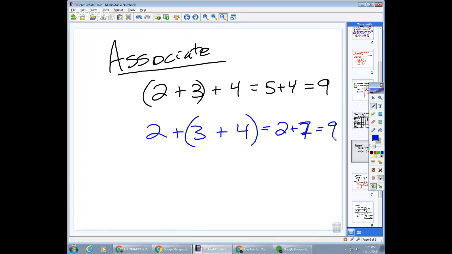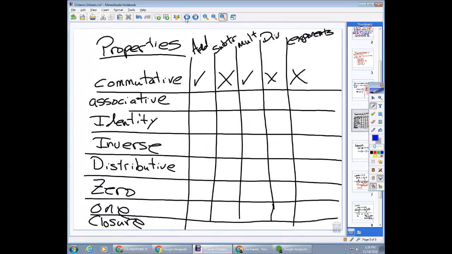So if we can change the association and still get the same answer, then we say this operation has the associative property. So addition, does it matter how we group stuff? The answer is no, because addition is grouping, right? It's grouping and counting. So this works out great. Addition says, hey, that's what I do best. I'm a grouper. And so we've got a yes here.